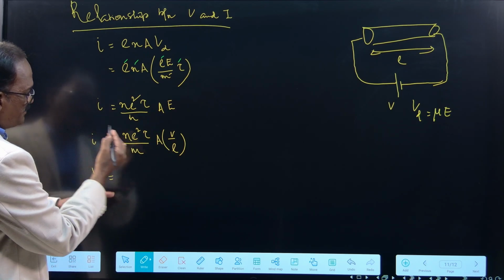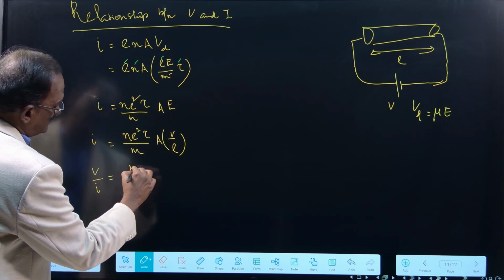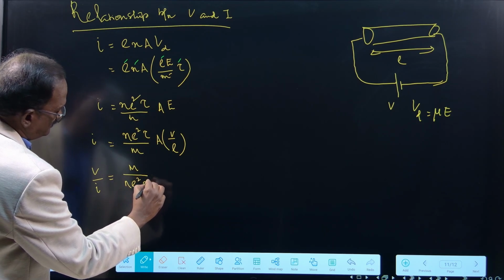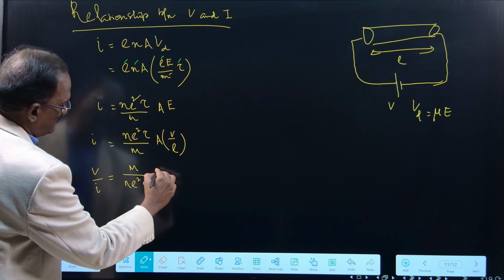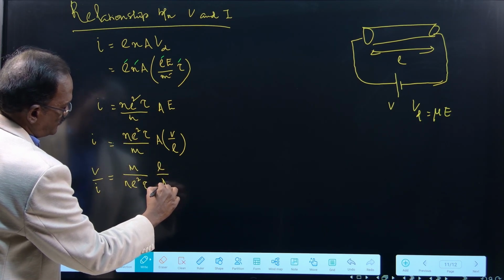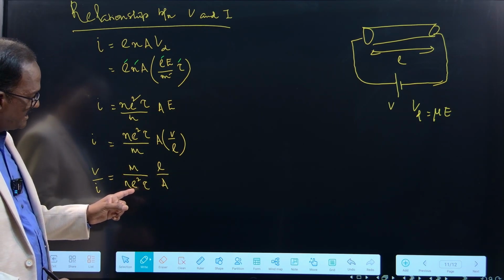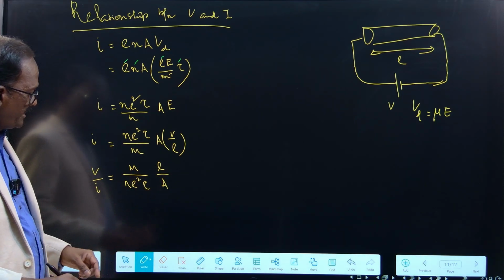So let me write V by I, cross multiplication. m will come here, then this part will go down. Then L will go up, A will come down. Yes. V by I is equal to m over N e square tau times L by A.